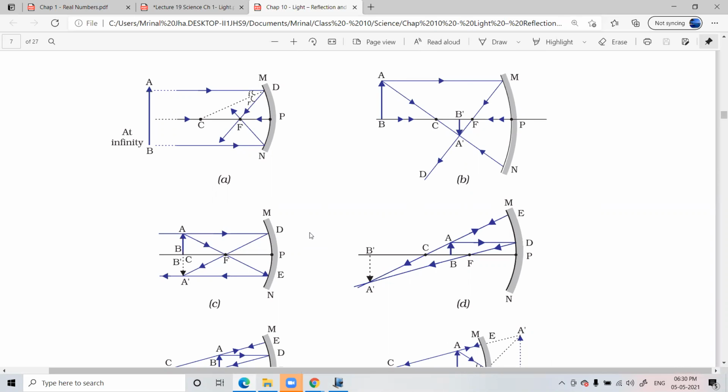Which case are we seeing right now? The first one, where the object is at infinity, all the light rays are going parallel, and they meet where? At the focus.